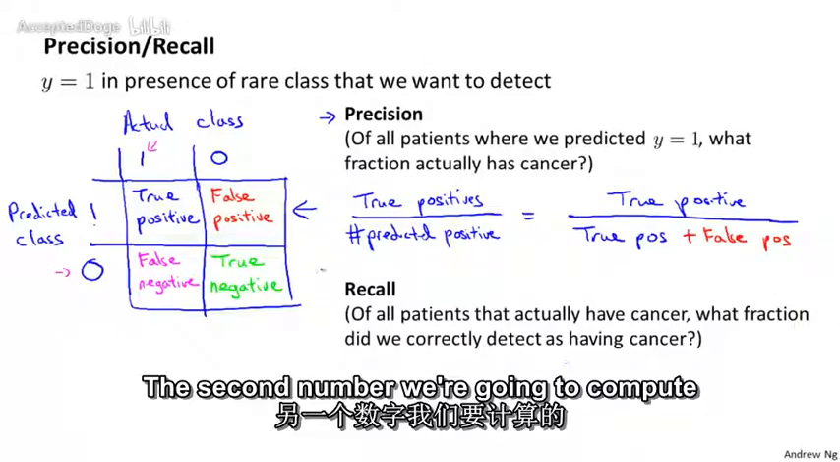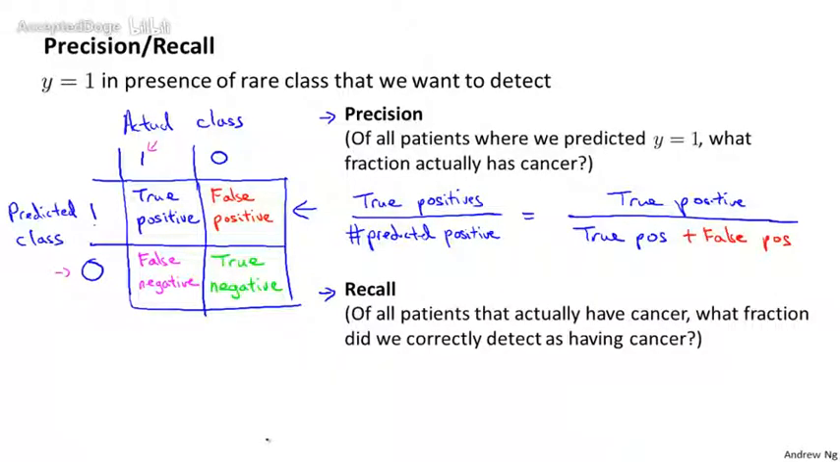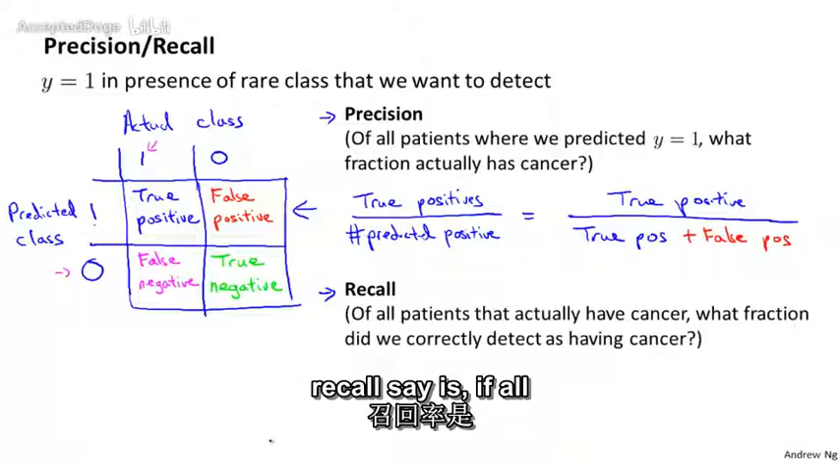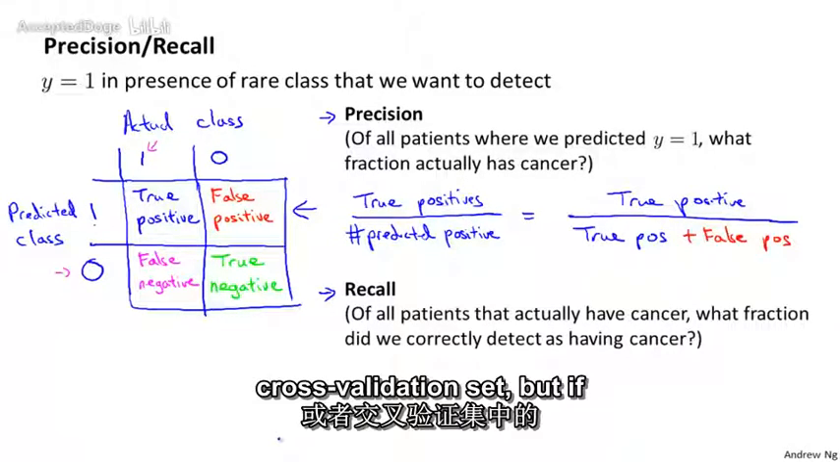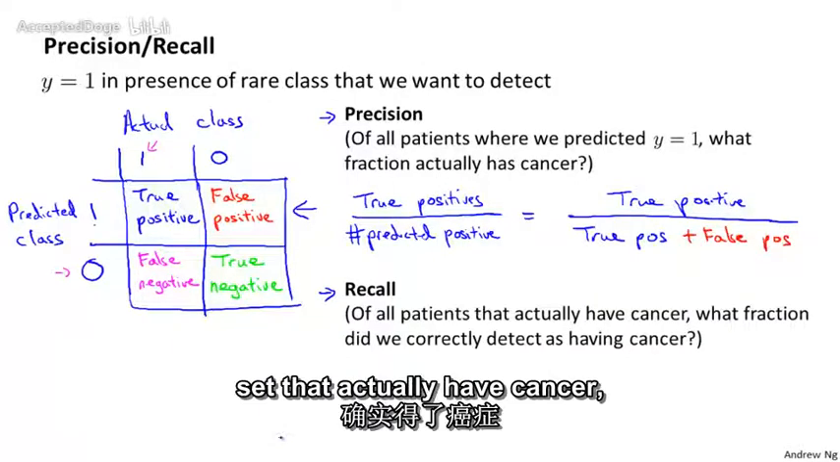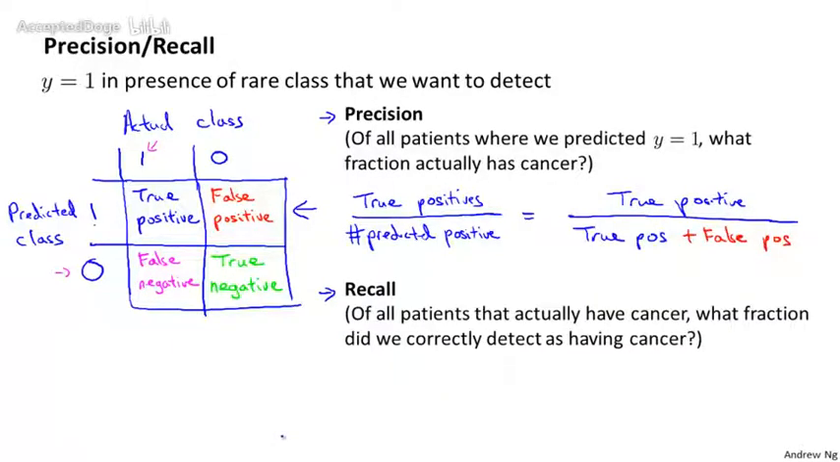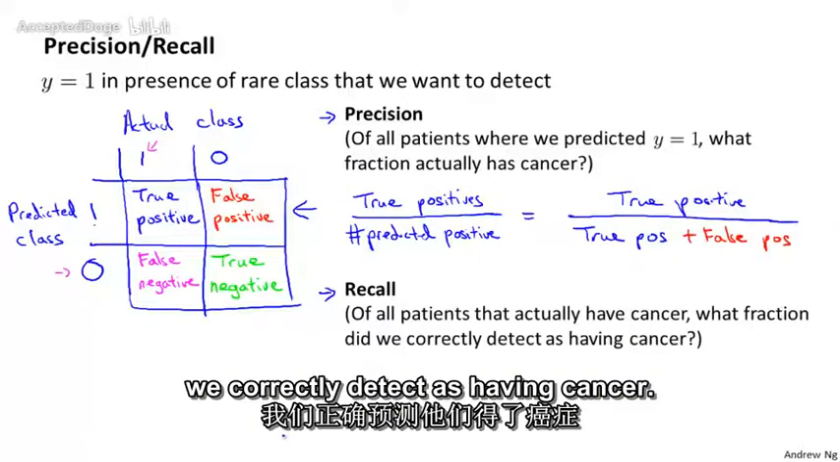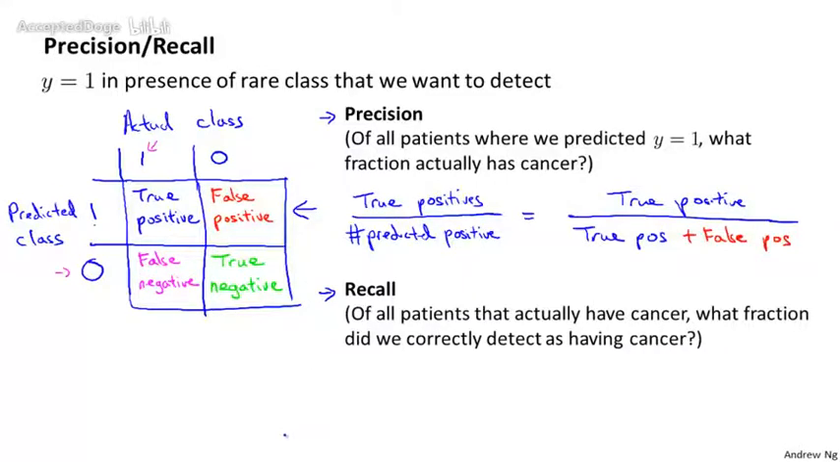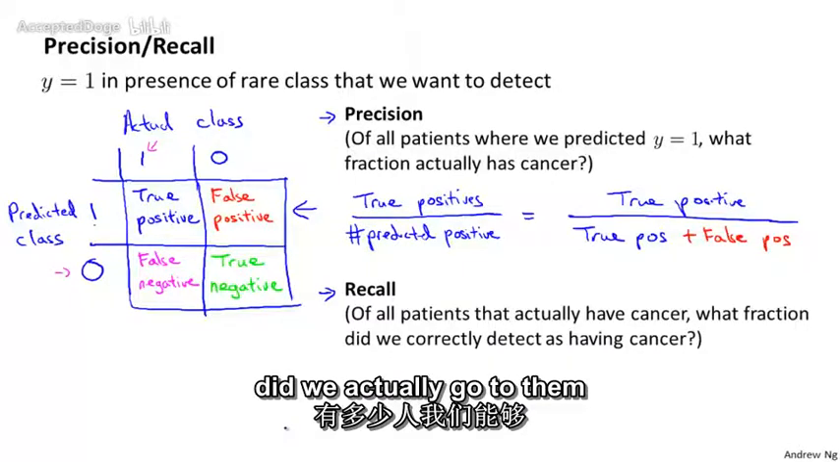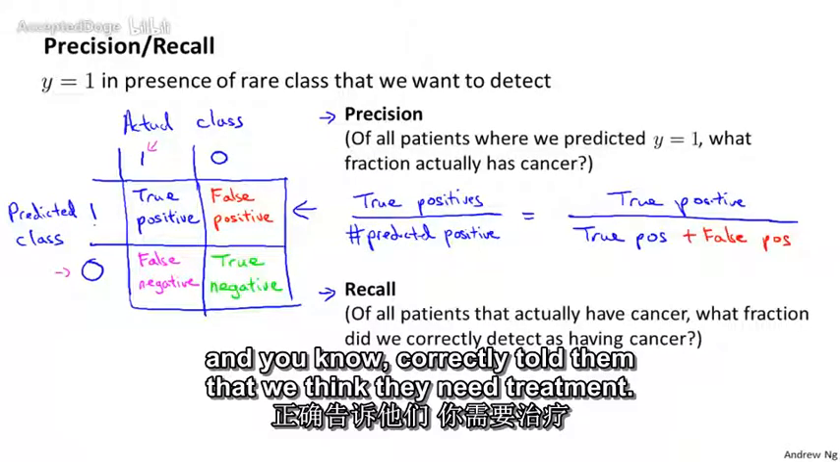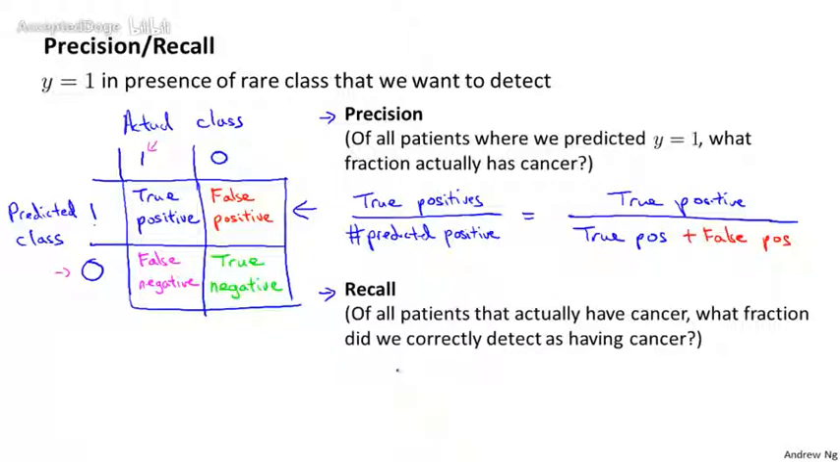The second number we're going to compute is called recall, and what recall says is, of all the patients in, let's say, the test set or the cross-validation set, but of all the patients in the data set that actually have cancer, what fraction of them did we correctly detect as having cancer? So if all the patients have cancer, how many of them did we actually go to and correctly tell them that we think they need treatment?